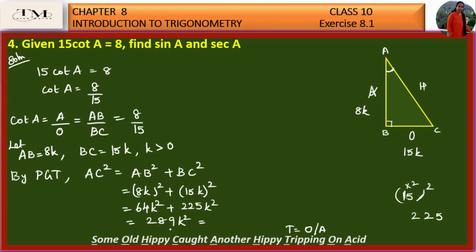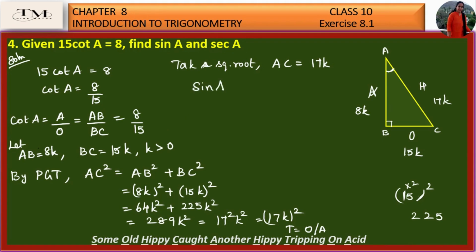Who is the square of 289? It is 17 square, so 17 square K square, which means 17K whole square. We got AC square equal to 17K whole square. If you take the square root on both sides, the power 2 gets cancelled, so AC will be equal to 17K. Now our work is to find sine A and secant A.